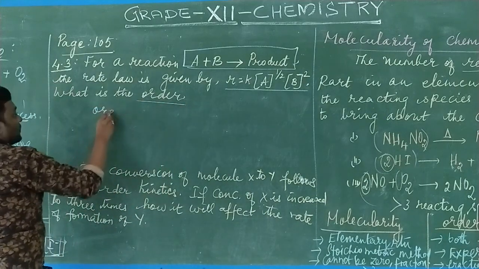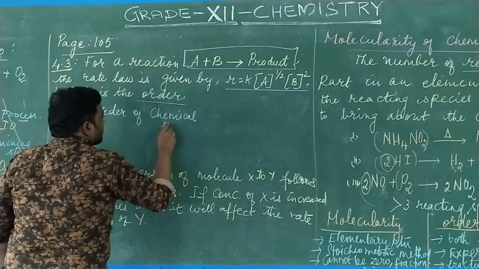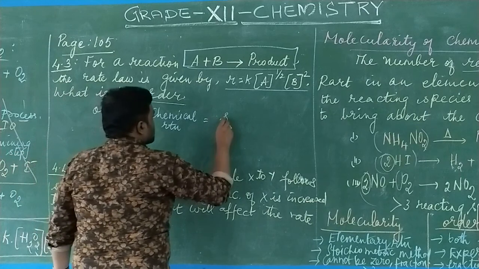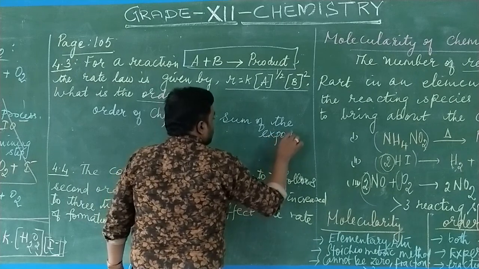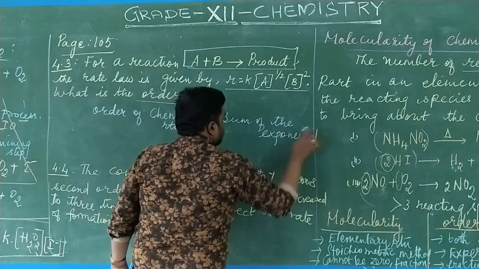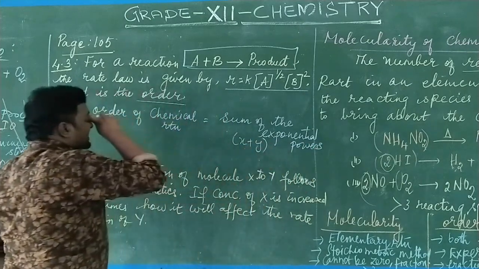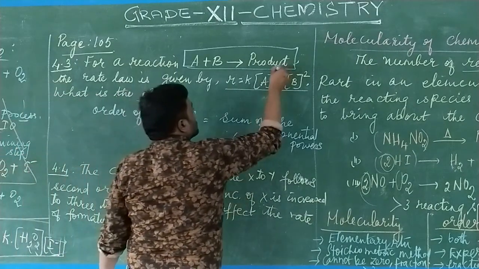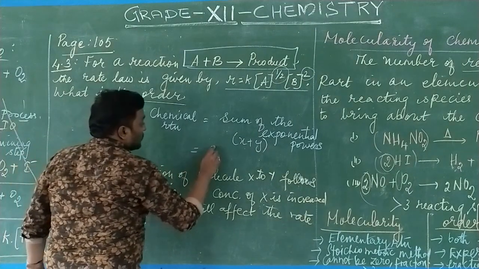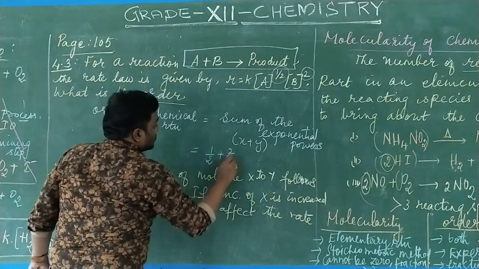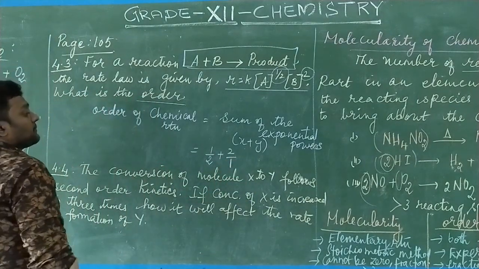We already know that the order of a chemical reaction is equal to the sum of the exponential powers, that is x plus y. Now in this reaction, the exponential powers given are 1/2, and the other one is 2. So the order of a chemical reaction will be equal to 1/2 plus 2. Correct? The sum of the exponential powers will be 1 by 2 plus 2 by 1.